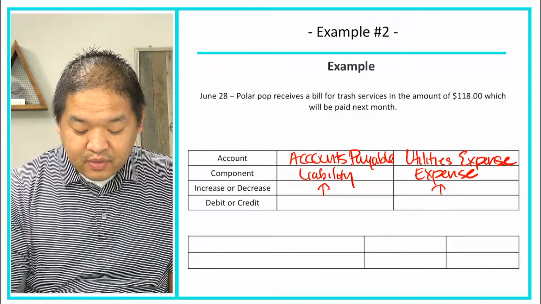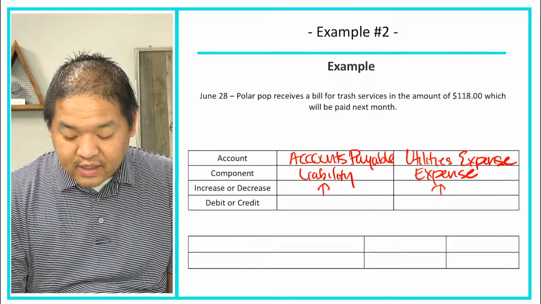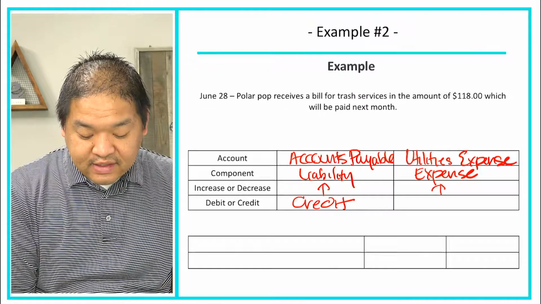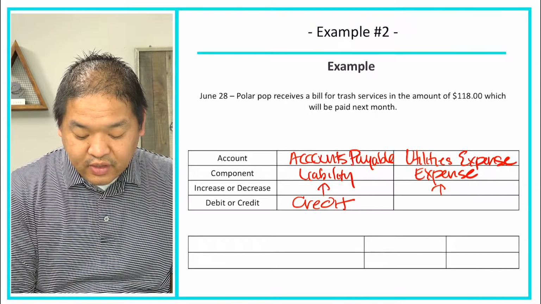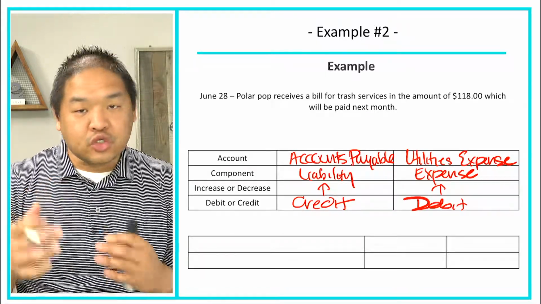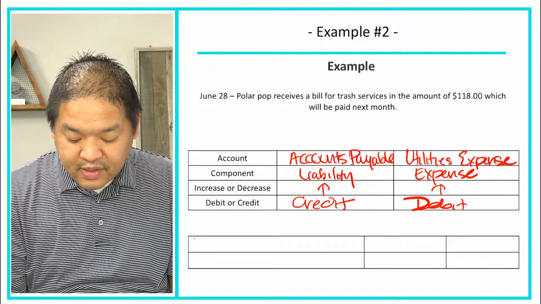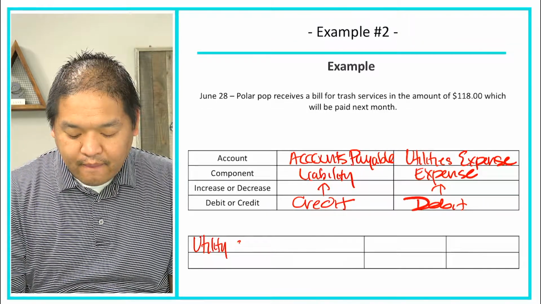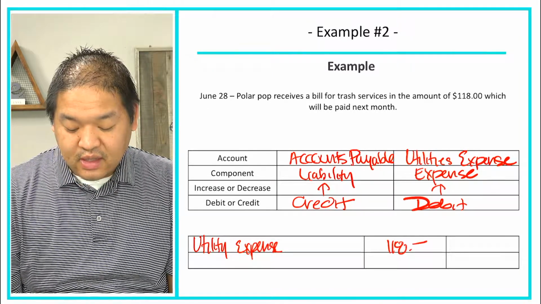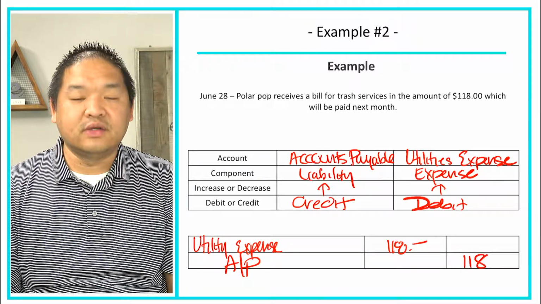All right, so accounts payable is a liability, right-hand side of the equation. That's increasing. We're going to credit the payable. And then the utilities expense is on the left-hand side, it is also increasing. So we are going to debit utility expenses. So for journal entry purposes, debits go before credits. So the debit would be utility expense for $118. And then we're going to credit accounts payable for $118 as well.